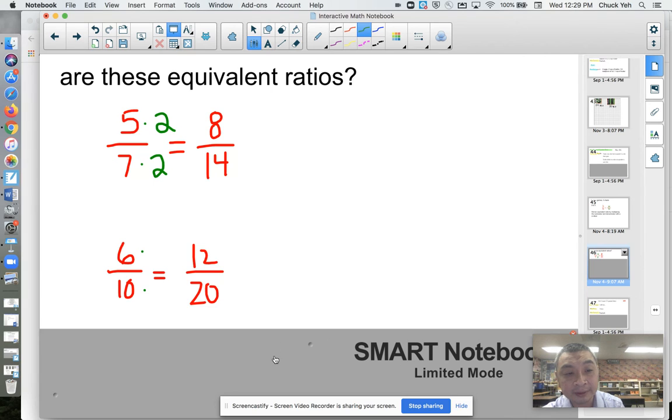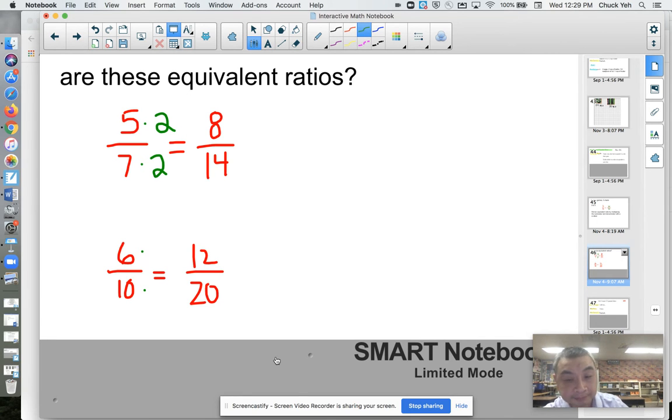And how about this one? What do you think? It is equivalent. Because if I cross multiply, you get 120 for both. Also, 6 times what is 12? 2. So then this has to be 2. 10 times 2 is 20. So they're equivalent. All right?